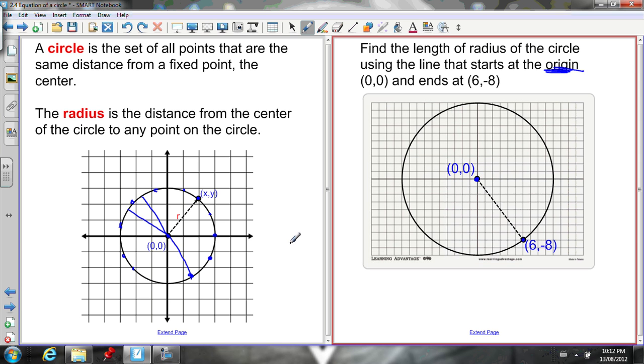What we're going to do right now is come up with a formula for the equation of a circle. How we're going to do that is by discovering how we would calculate the length of the radius, because we know every point on a circle is on the radius. The radius goes from the center to every point on the circle. So let's first look at finding the length from the middle to (6, -8), which is on the circle.